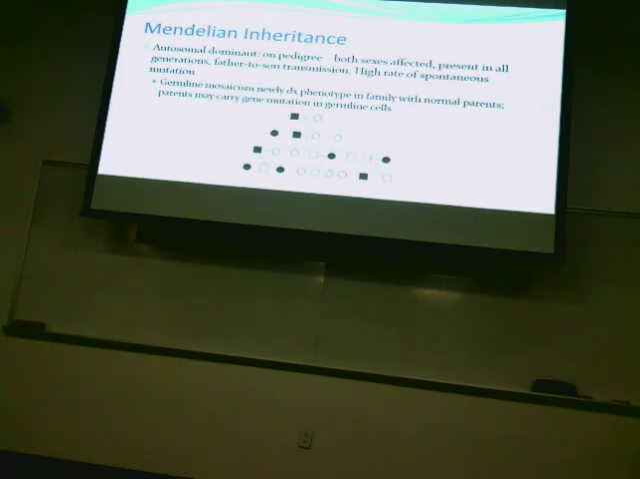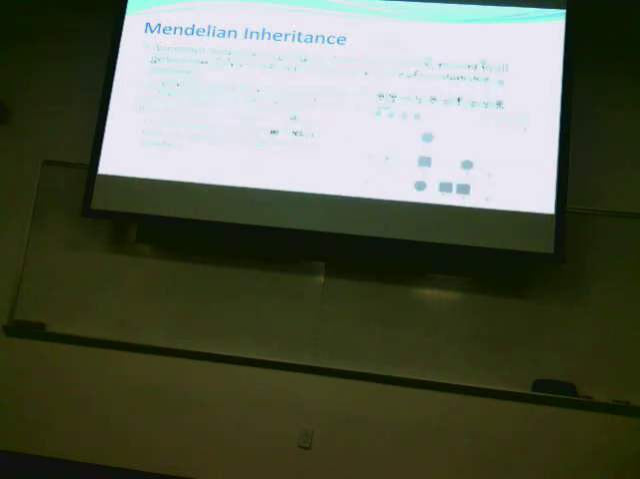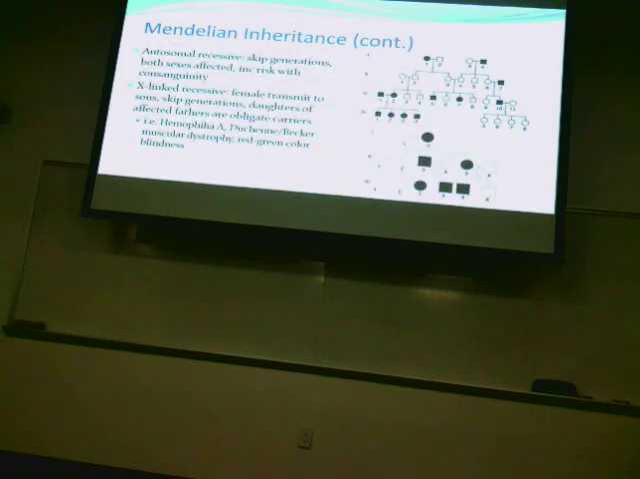We've learned this ever since we were pre-med. So autosomal dominant inheritance is where both sexes are affected and it's present in all generations. You can have father-to-son transmission and high rates of spontaneous mutations, and you just need one allele to have the disease. You can have germline mosaicism, a newly diagnosed phenotype in a family with normal parents, and parents may carry the mutation in their germline cells as well. So you might see no history, and all of a sudden, sporadically, boom, you have someone with the disease.